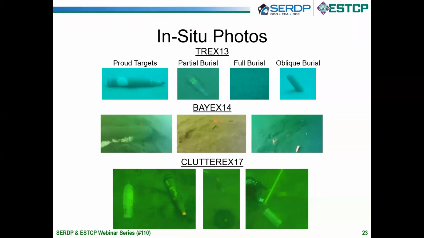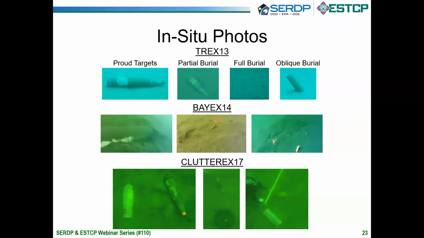These are in-situ photographs from the 3 different experiments that we have conducted. The top shows a 155 millimeter howitzer on the far left. It's a prowl target, meaning that it's sitting on the surface. We then have a picture of a partially buried target, which is a 105 millimeter solid aluminum replica of an artillery shell. Fully buried, of course, is just a picture of the sand-sediment interface.